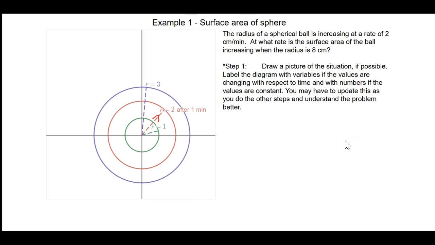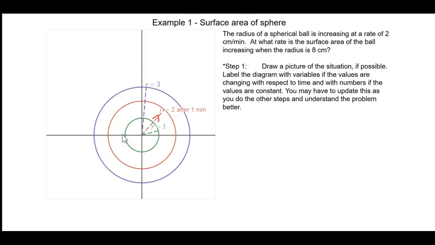The surface area of the ball is dependent on the radius, and the radius of the ball is dependent upon time. The radius depends on what time it is, as to how many minutes have elapsed, because it's increasing by 2 centimeters per minute. So step one, draw a picture of the situation.